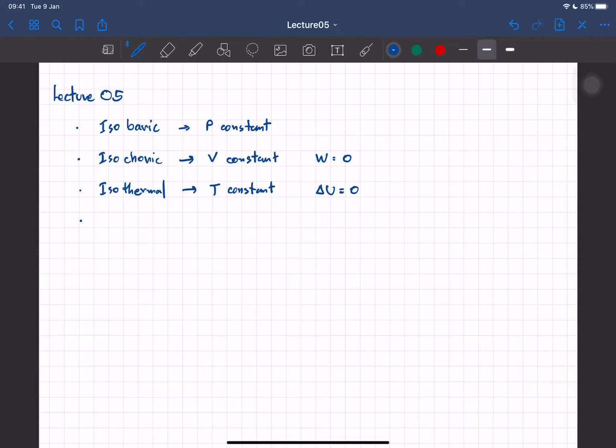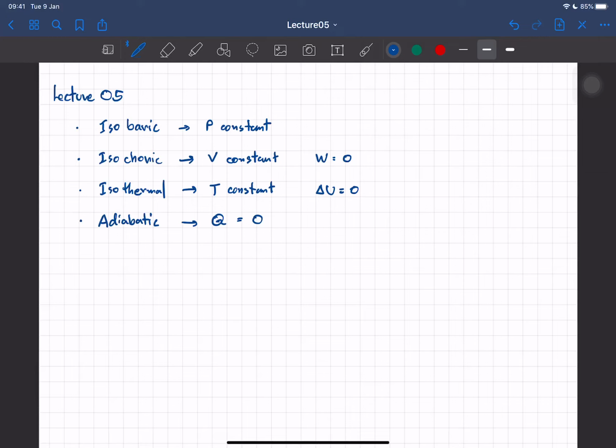The last one is the adiabatic process. Adiabatic process is when you have no heat flowing in or out, so Q equal to 0. So you do anything to the gas and you don't let any heat flow in or out. Think about this as doing the gas expansion or compression in a thermally insulated container. So that's for Q equal to 0.